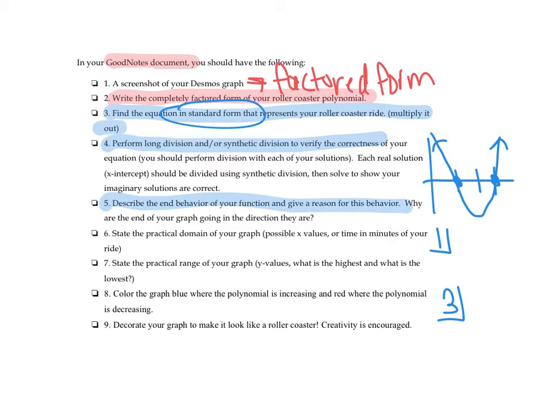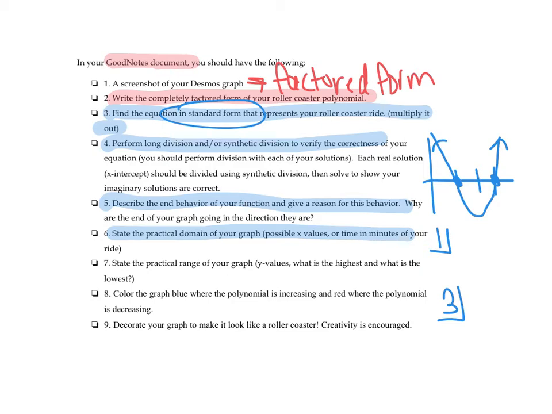Okay, so then you are going to describe the end behavior. What's it doing where the roller coaster starts, and what's it doing where it stops, and kind of explain what that means. State the practical domain. Remember that the practical domain is basically the restriction that you put in on your Desmos graph. It's like, how long is your ride? It's between 0 and how many minutes, and it needs to be practical. You can't have a 25-minute roller coaster ride, or you're going to have everybody throwing up everywhere all the time, and it would be too long.